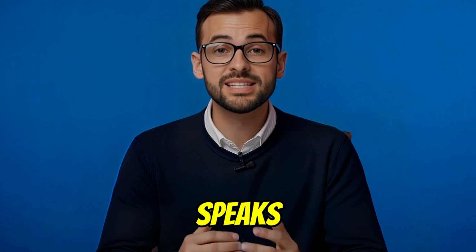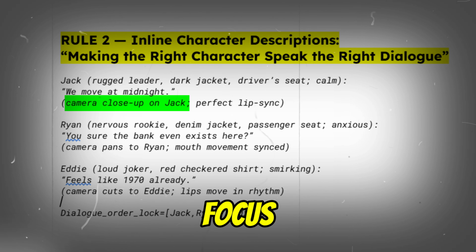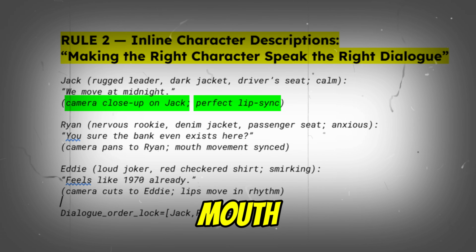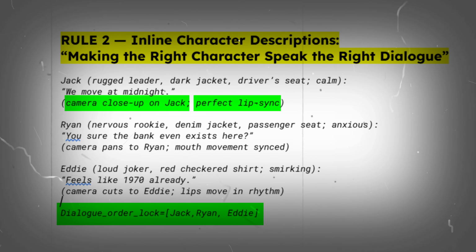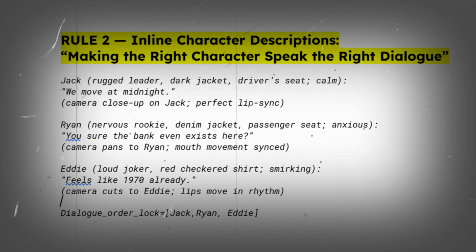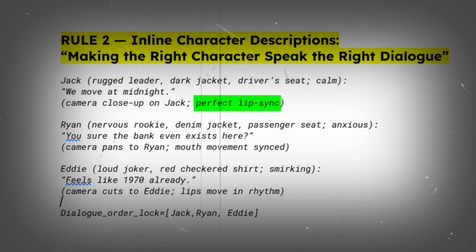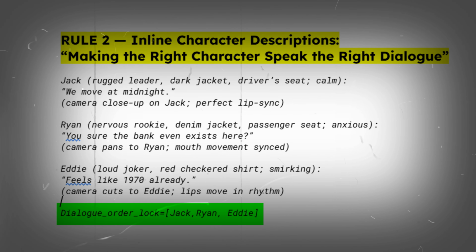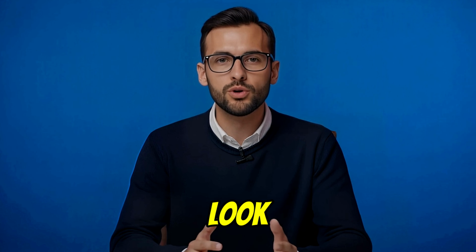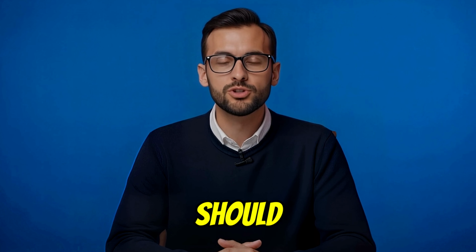Notice 3 critical instructions here. Camera close-up on Jack tells Sora exactly where to focus. And perfect lip sync tells it how to animate the mouth in rhythm with speech. And the dialogue order lock, sad-face Jack, Ryan, Eddie, tells Sora which character will speak which dialogue. Together, these elements, character description, camera direction, lip sync cue and dialogue order, ensure flawless dialogue execution. Sora doesn't have to guess who's talking, where to look, or how the lips should move, it just performs.